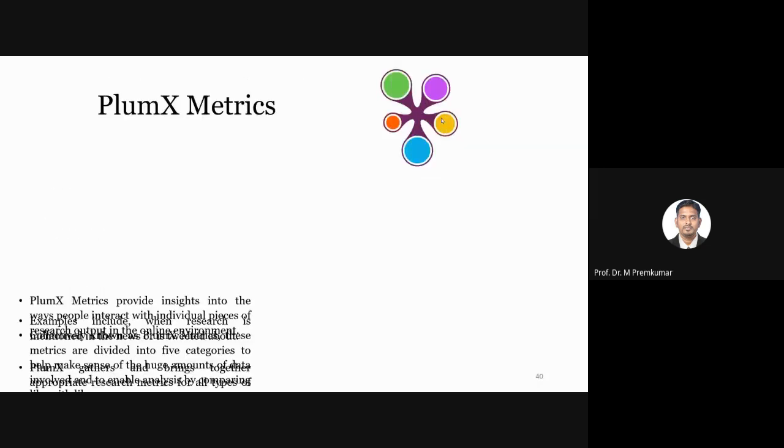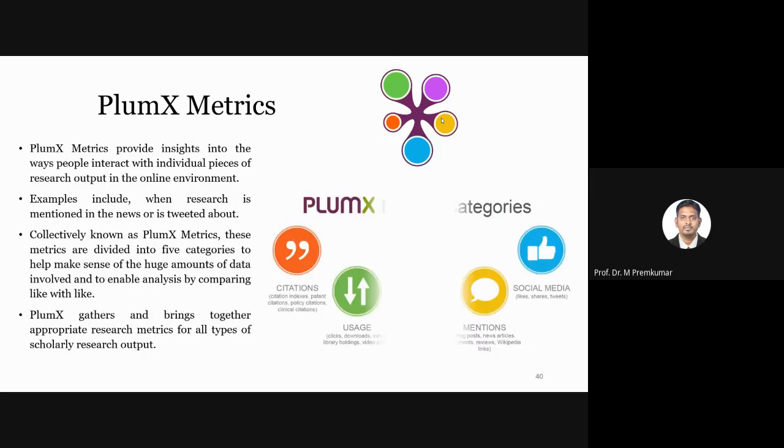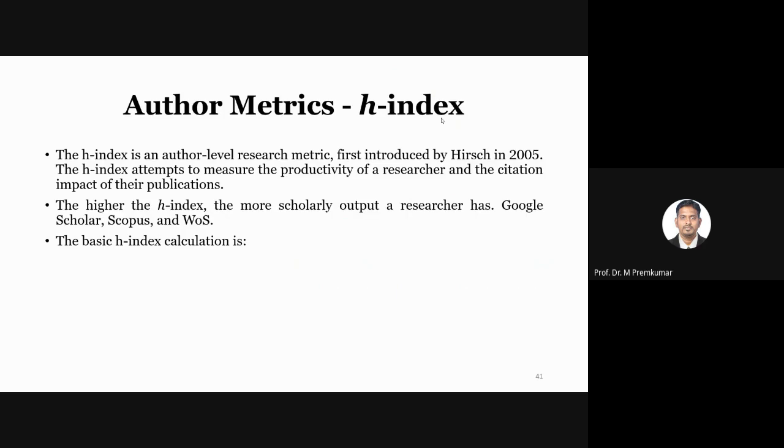Okay, and in a similar way they have PlumX metrics also. So please try to check it. I'll share the slide with you. Please check what the PlumX metric is. Similar to the altmetrics, they have PlumX metrics also, so it is also only to assess the visibility of your paper. Okay, then author metrics. I told you the H-index. The H-index, in citations, is a very, very important metric for authors.